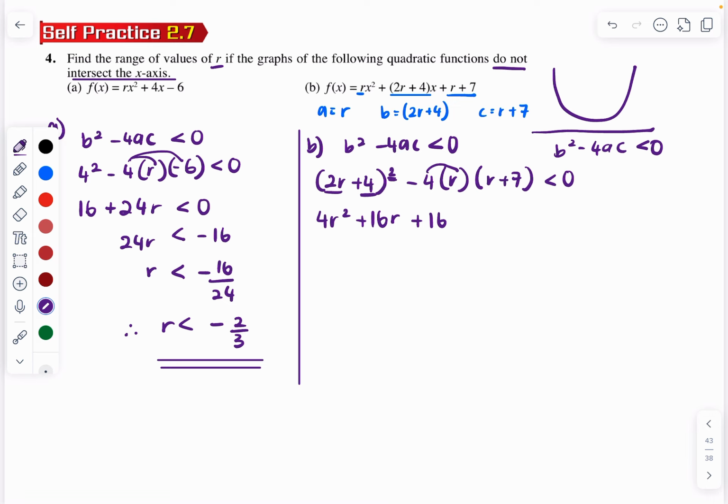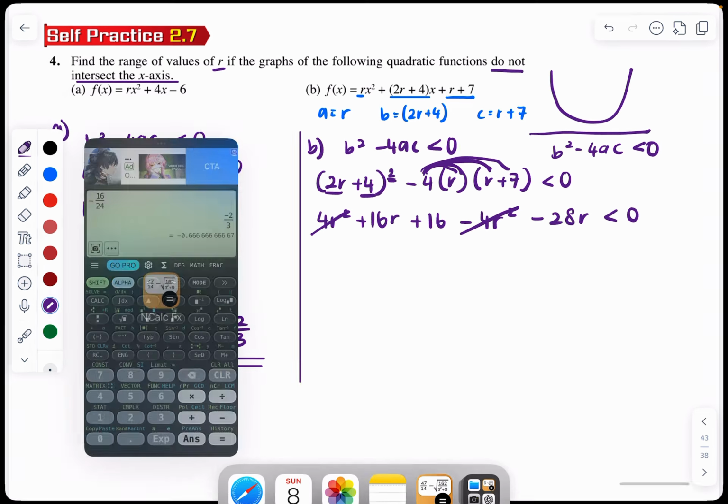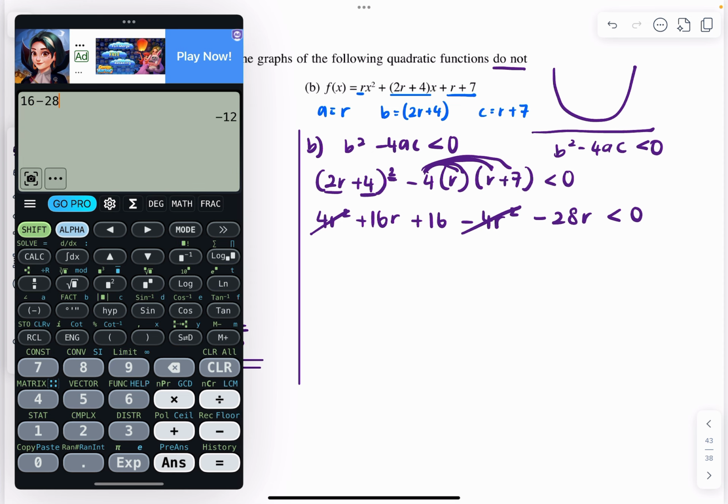Then we expand this. Negative 4r times r will be negative 4r square. Negative 4r times 7 will be negative 28r. 4r square minus 4r square cancels off. 16r minus 28r will give us negative 12r plus 16 less than 0.